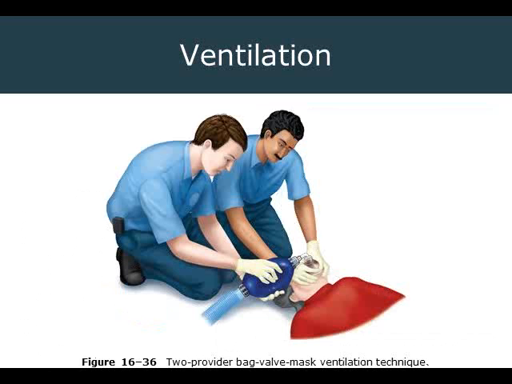So the best way to get a good mask seal is a two-person technique. One person holds the mask with what's called the EC clamp technique. You make C's with your thumb and your forefinger, and then the E's are with your middle finger through your pinky finger. You put the E's underneath their chin, pull their head back, and you put the C's around the mask to hold it, to apply equal pressure around the face. The second rescuer then squeezes the bag.